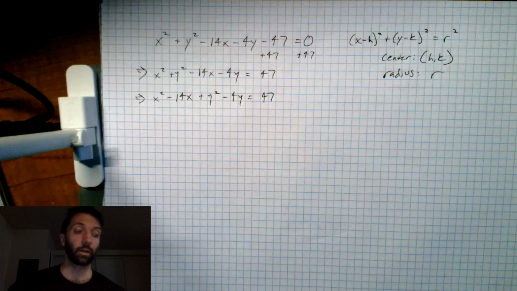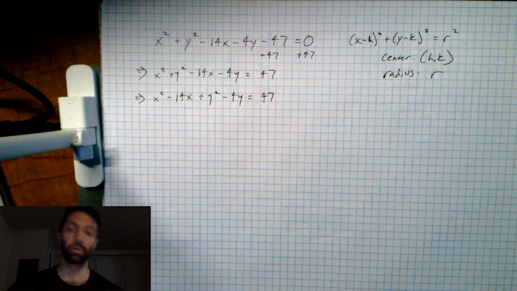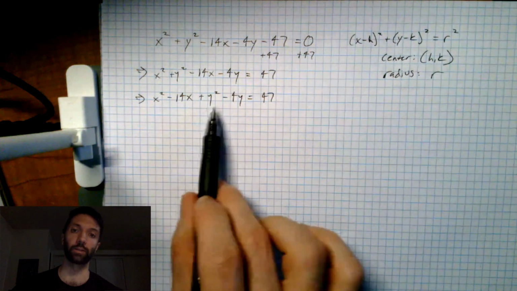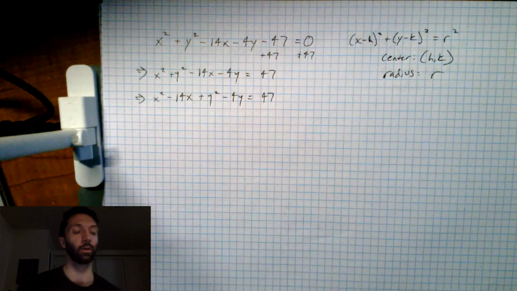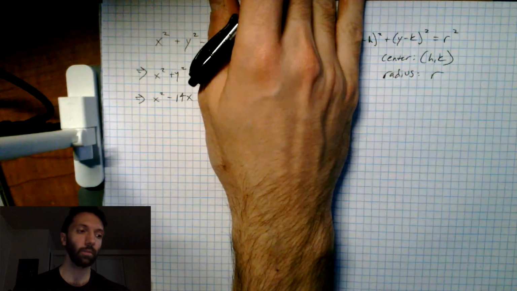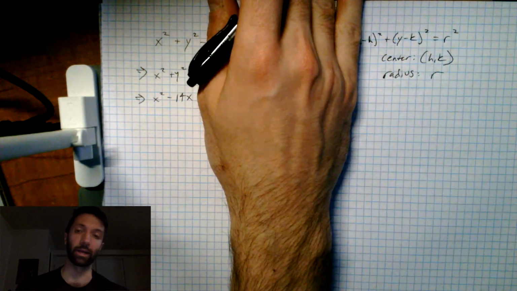And now what this does is it positions me to complete the square for my x terms as well as my y terms. So we're going to end up doing this twice. So first thing I'm going to do is I'm going to ignore my y terms here, and I'm just going to complete the square for my x terms.